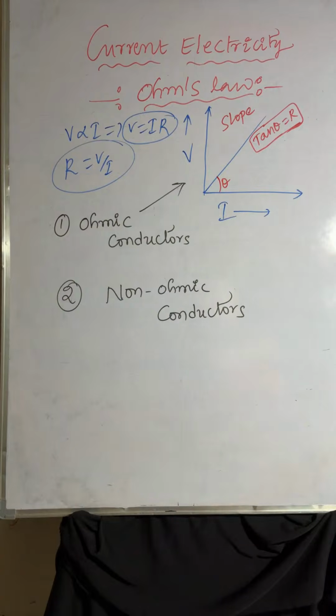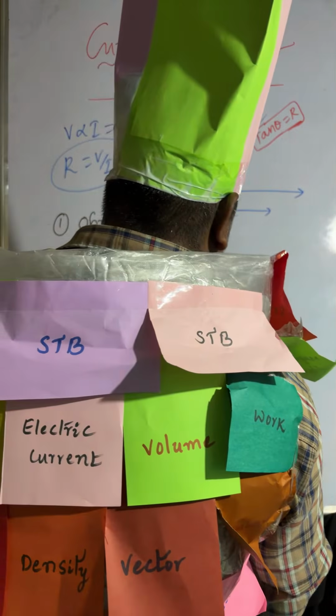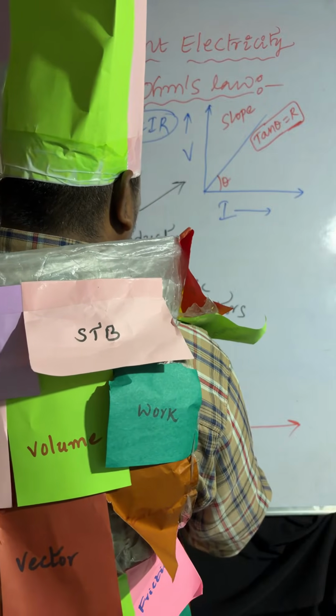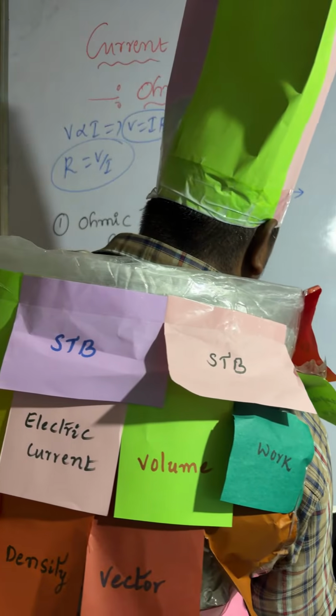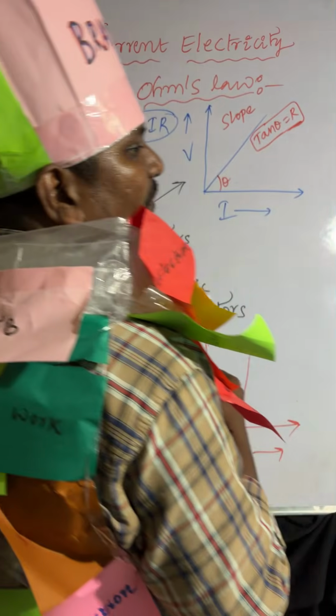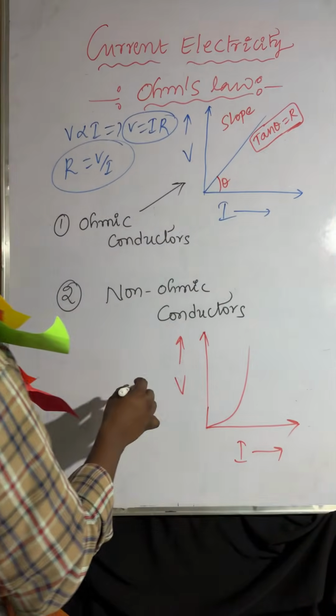The conductors can be circuits or materials, anything. The conductors which obey Ohm's law are called ohmic conductors. The conductors which do not obey Ohm's law are called non-ohmic conductors. For non-ohmic conductors, the graph is curved. You can observe it here.